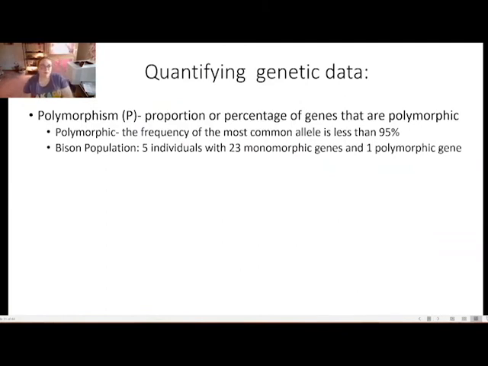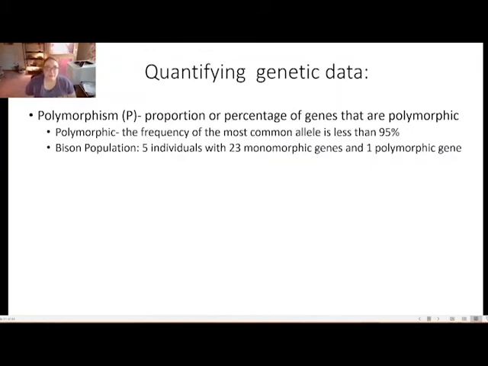Now there are also ways to quantify genetic data. A couple of terms that we're going to go over. The first one is polymorphism. Technically, that means the proportion or percentage of genes that are polymorphic. I know it uses the term in the definition, but polymorphic just means the frequency of the most common allele is less than 95%.